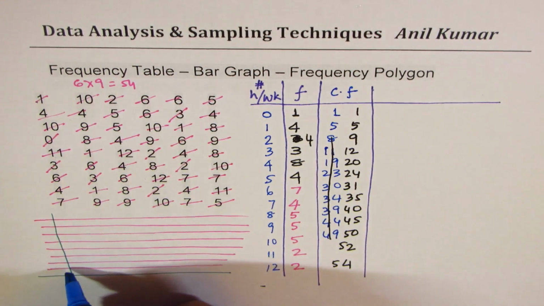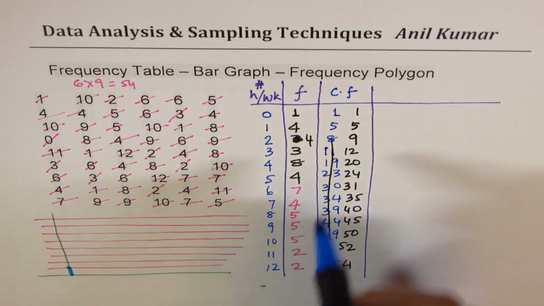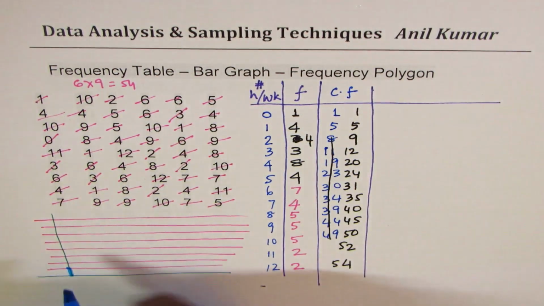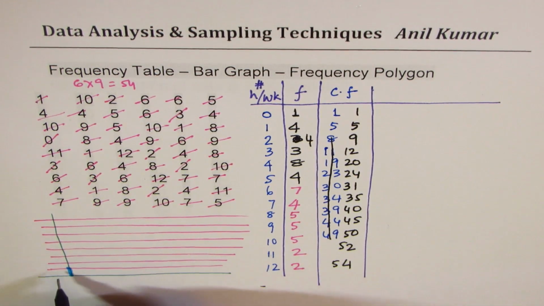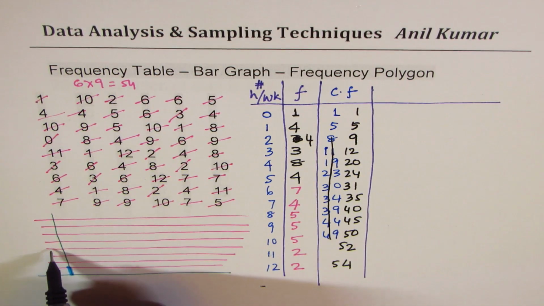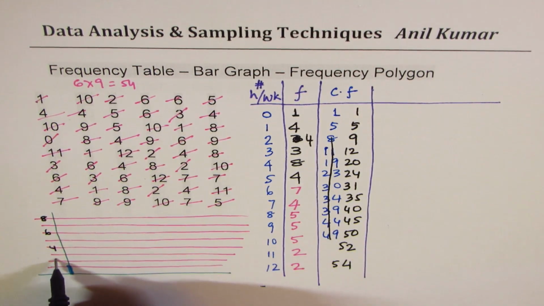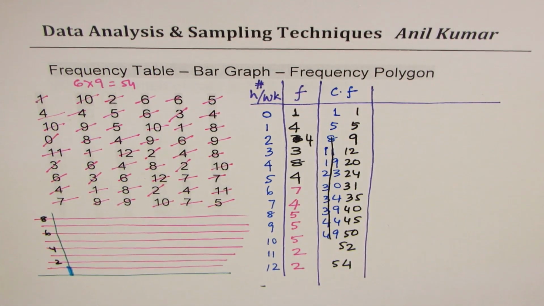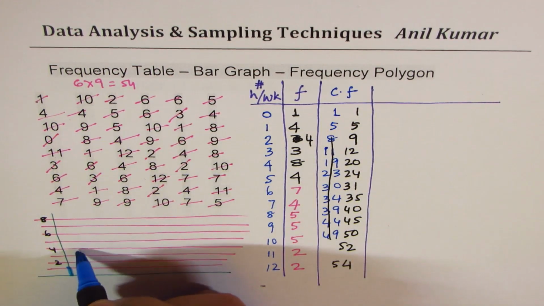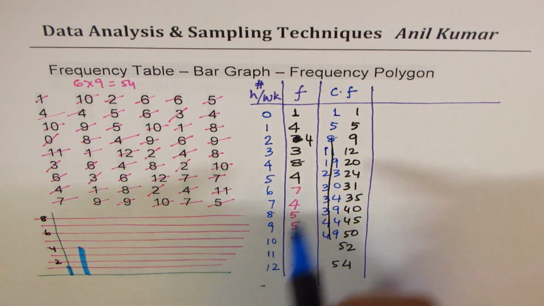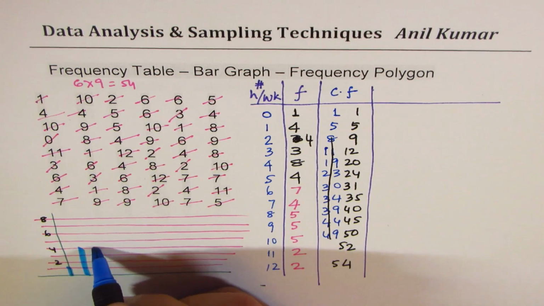So for 0 it is 1. This is the bar at 0. Then at 1 it is 4. It's good to write: 1, 2, 3, 4. And this is 8 for us, 6, and this is 2 for us. Okay, so at 1 it is 4. At 2 it is again 4.